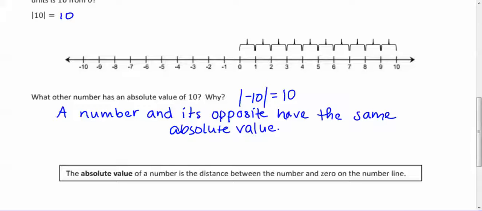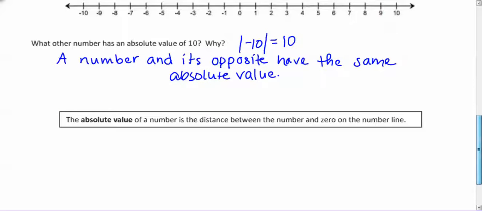All right, the absolute value of a number is the distance between the number and 0 on the number line. So this is the module's definition right here. Let's put stars by that. And when you're ready, let's go to the next page.